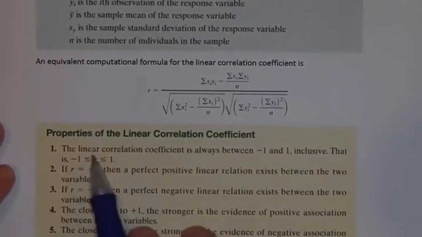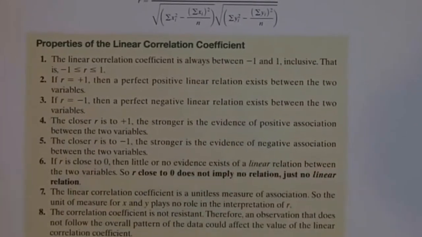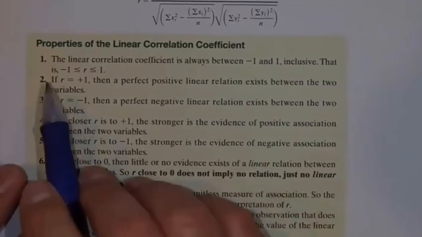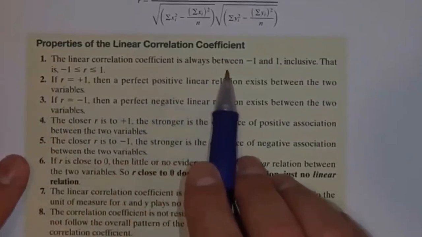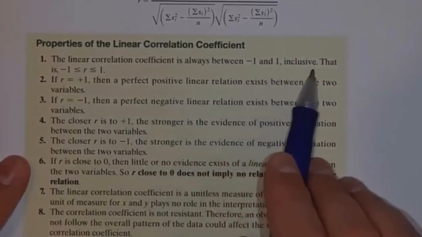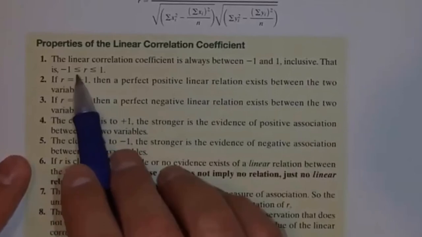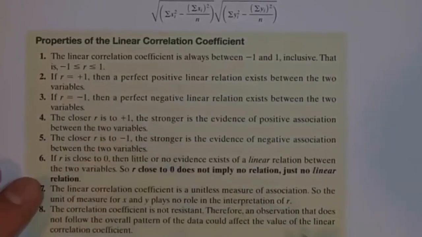Before I do that, though, I want to talk about properties. We're going to calculate this correlation coefficient. So what? What's it really doing for us? Well, the linear correlation coefficient is always going to be some value between -1 and +1 inclusive. That is, -1 is less than or equal to r, which is less than or equal to 1.